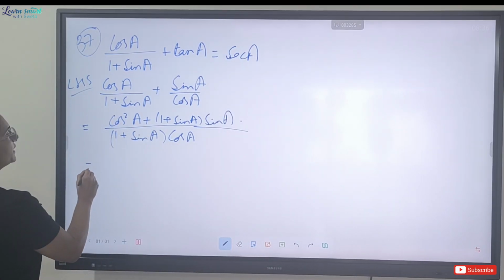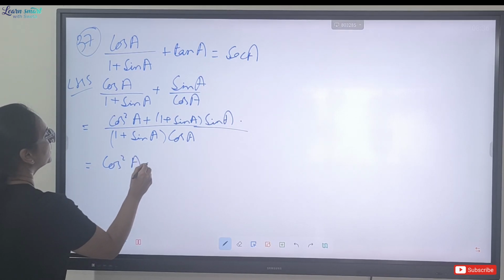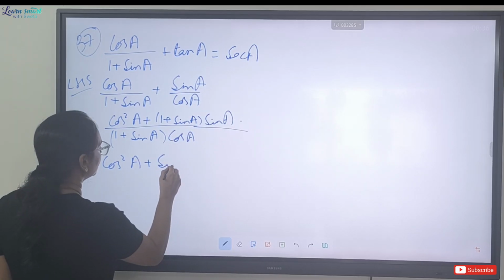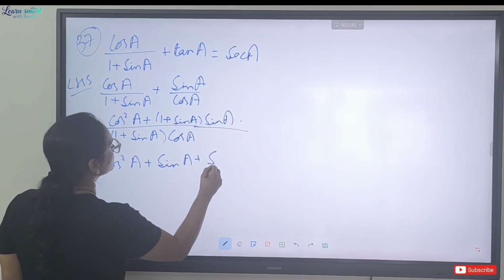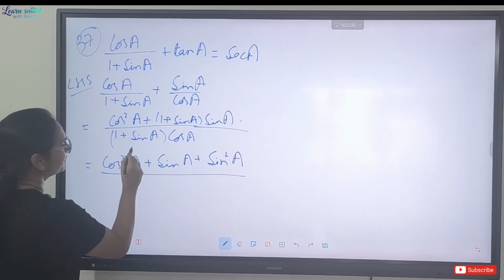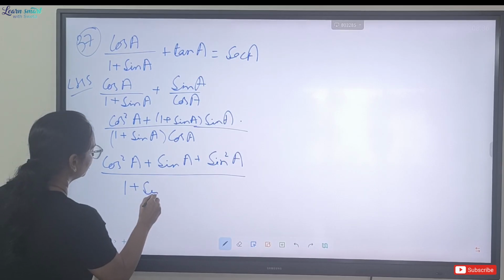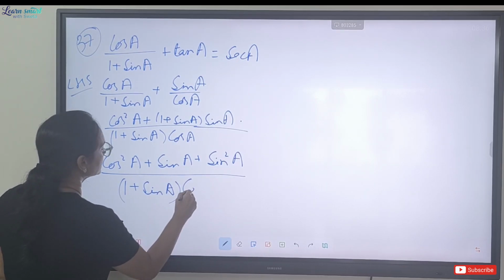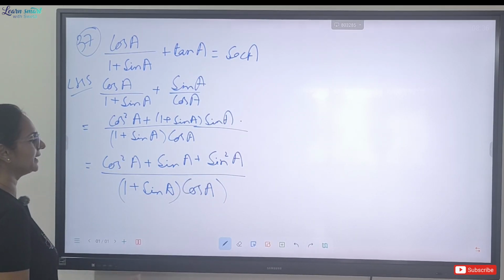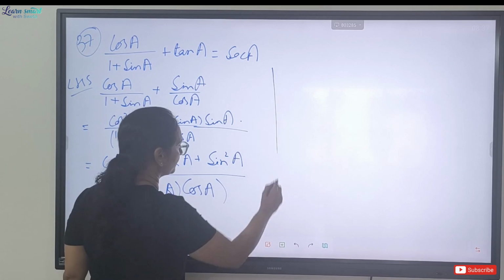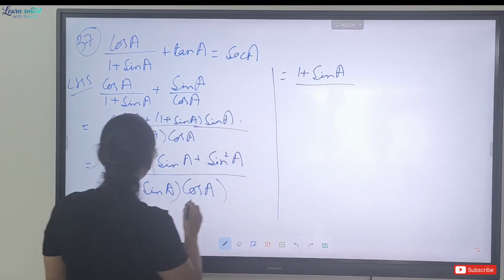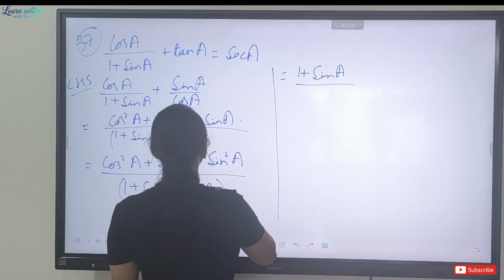Now let's simplify the numerator. So cos square A plus sin A plus sin square A upon, let's keep the denominator same, 1 plus sin A into cos A. Now what? Now cos square A plus sin square A, we can write 1. So this will become 1 plus sin A. So 1 plus sin A upon 1 plus sin A into cos A.